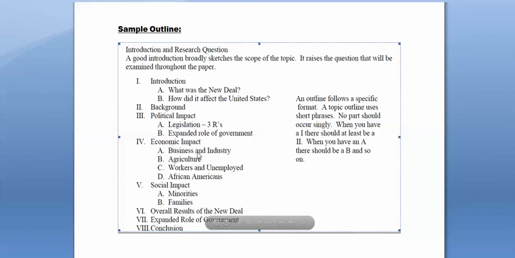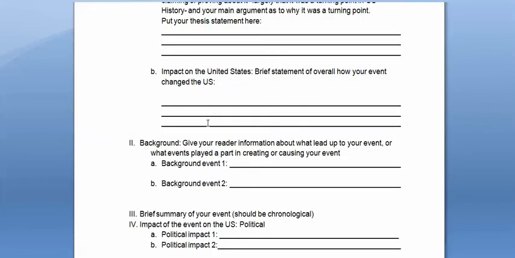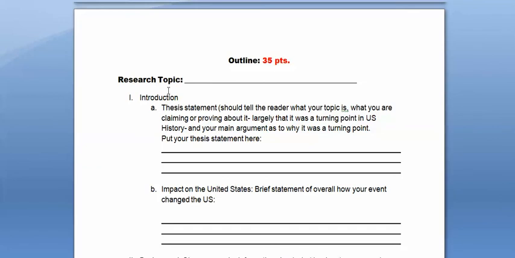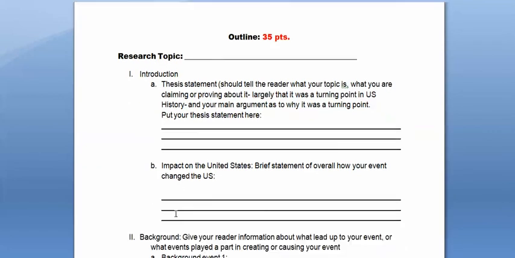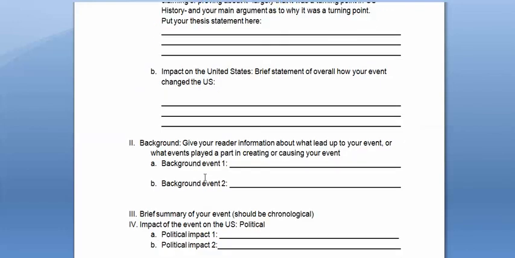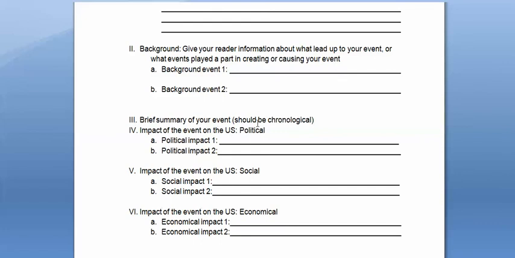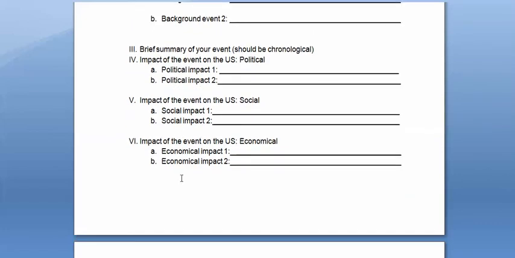So use this existing sample outline to guide you through what you're going to do back up here on your assignment in the existing structure of an outline. You can see here I have an introduction, a spot for your thesis statement to go right here, and a place for you to put the impact on the United States, a brief statement of the overall impact of how your event changed the U.S. I have an area for the background information, a brief summary of your event, probably in chronological order, and the political, social, and economic impact.